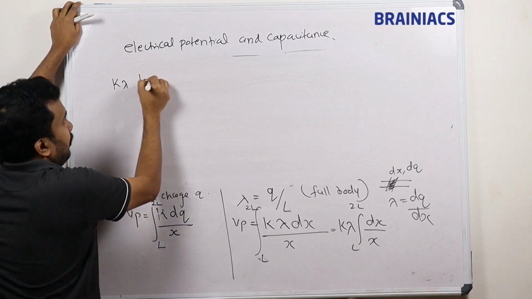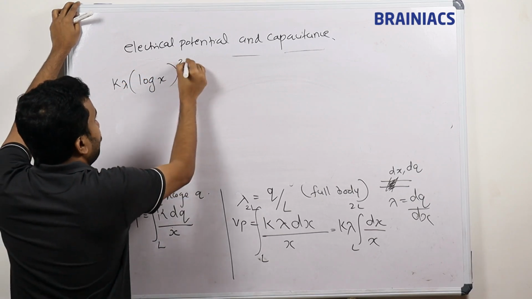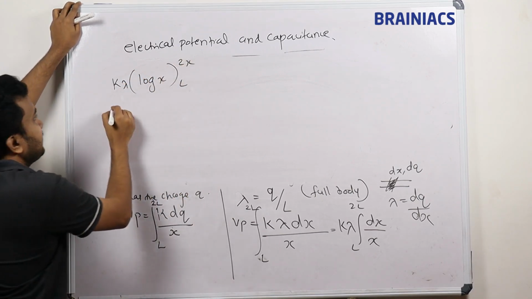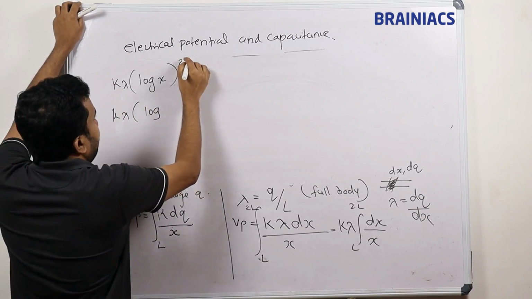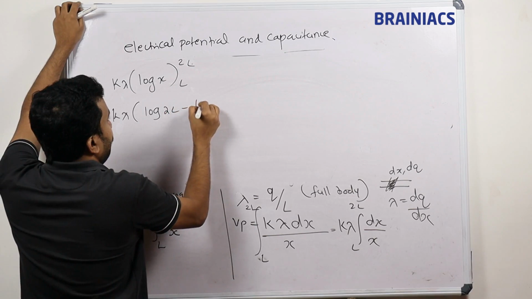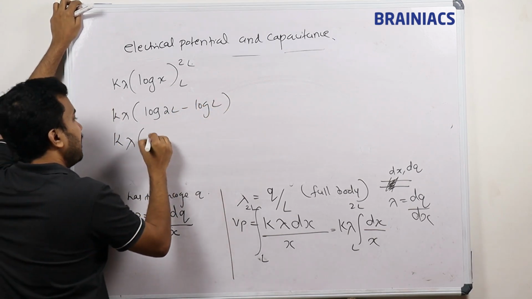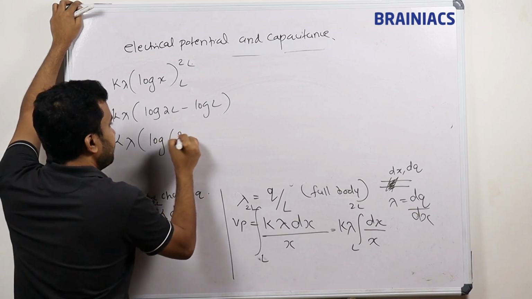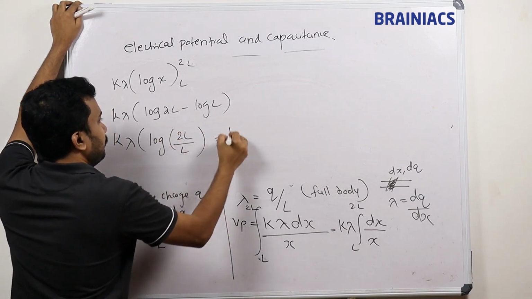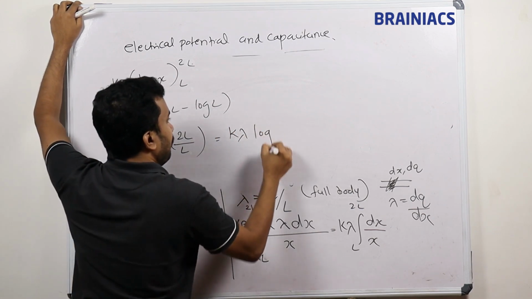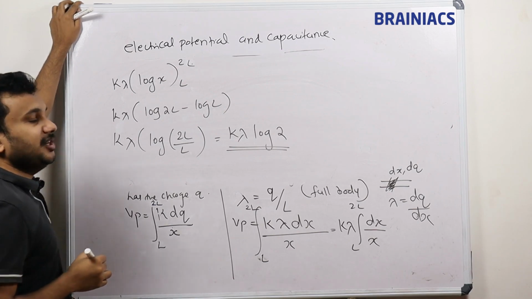Integral of 1 by x is log x. We have to apply the limit L to 2L. So k lambda into log of 2L minus log of L. Log of a minus log of b is equal to log of a by b. So 2L divided by L, which is equal to k lambda into log of 2. This is the answer. This is one of the previous year JEE Main questions.